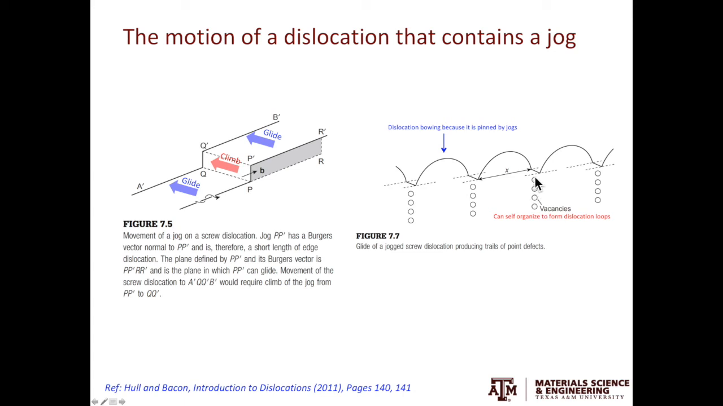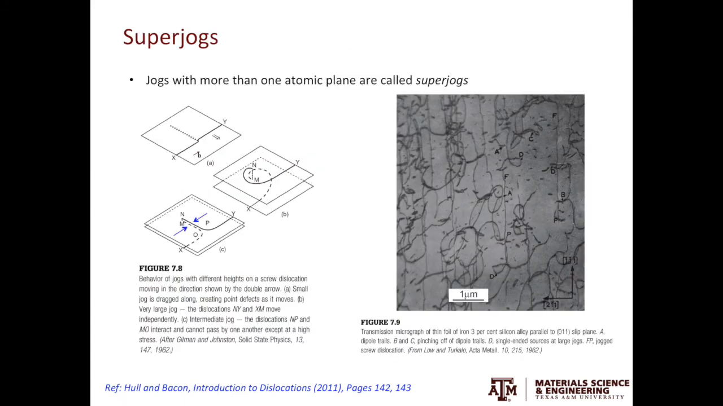In the last video, we learned dislocation climb can only be assisted by diffusion. So a lot of vacancies will be generated in this process. These vacancies can self-organize to form nanoscale dislocation loops. Before wrapping up today's video, we will extend the concept of jogs into superjogs. In the previous examples, the jogs we've been looking at are only one Burgers vector in size, so that's usually one atomic plane. Jogs with more than one atomic plane are called superjogs.